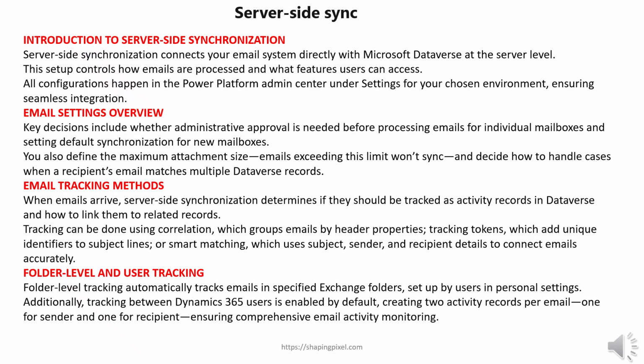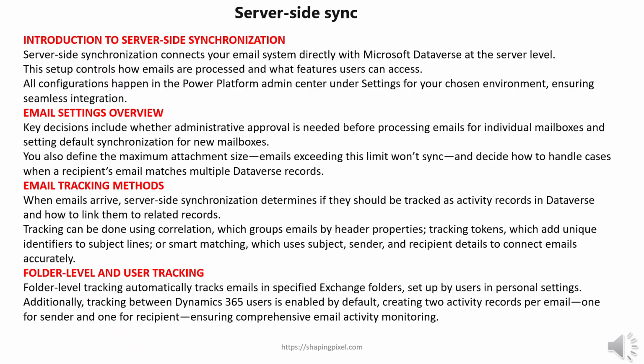Email Settings Overview. Key decisions include whether administrative approval is needed before processing emails for individual mailboxes and setting default synchronization for new mailboxes. You also define the maximum attachment size. Emails exceeding this limit won't sync, and decide how to handle cases when a recipient's email matches multiple Dataverse records.